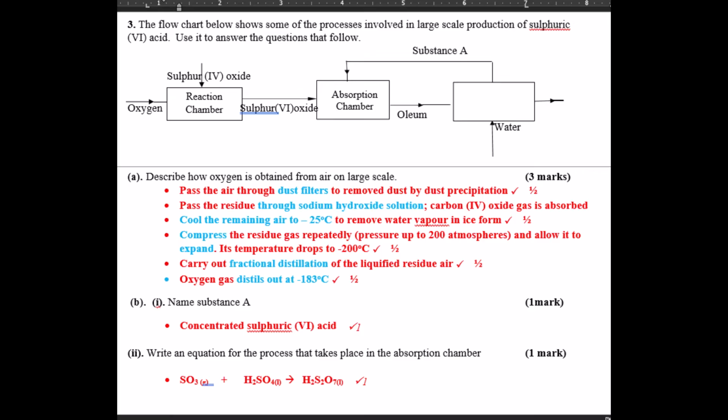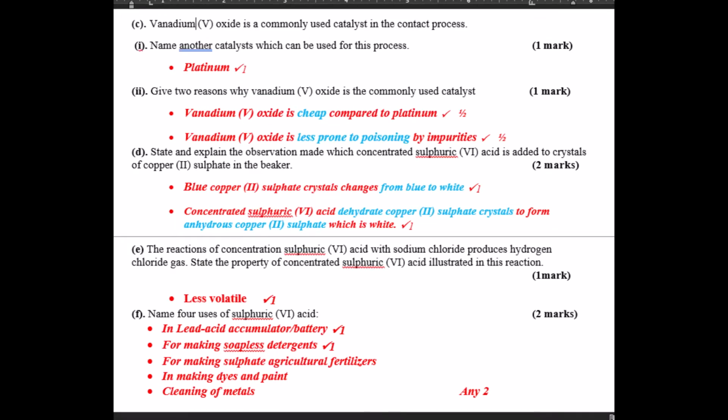You name substance A in this case. From the absorption chamber, we have oleum. Oleum is diluted using water, and once you do that, you get concentrated sulfuric acid. So substance A is concentrated sulfuric(VI) acid. If I was to write the equation of what is happening in the absorption chamber, it is basically the concentrated sulfuric acid reacting with sulfur(VI) oxide to form oleum. The equation is there.